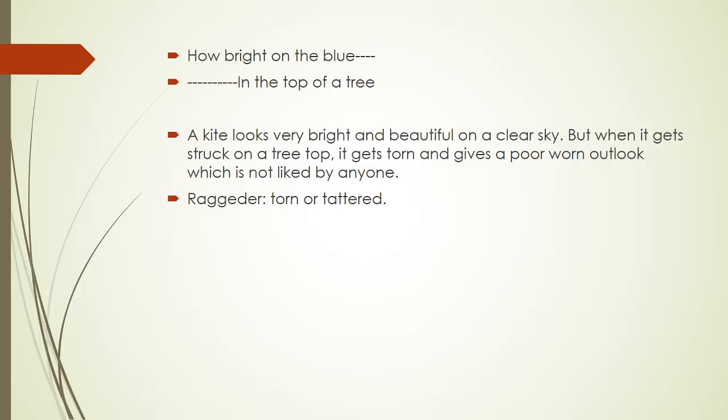So this whole poem talks about the flying of the kite, how it moves. It looks very beautiful in the clear sky, and the comparison is made with the ship in the sea. Both are compared, the blue sea as well as the blue sky: the kite is flying in the sky, and in the blue sea you have the ship moving. Then it stands still for a while, and afterward when it wears off, it falls on the tree, which nobody likes.